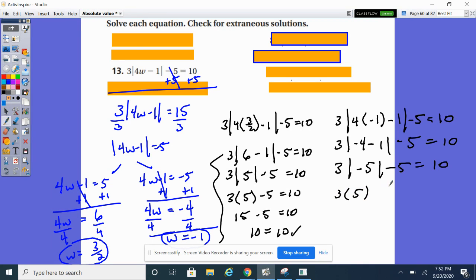So the bars are gone. Again, there's the parentheses just to keep them separated. Distribute in the 3, that means you're multiplying to get 15 minus 5 is equal to 10. And 15 minus 5, we said earlier, is in fact 10, equals 10. So there are 2 solutions. W equals 3/2 and W equals -1. So there's your review on solving for absolute value equations.